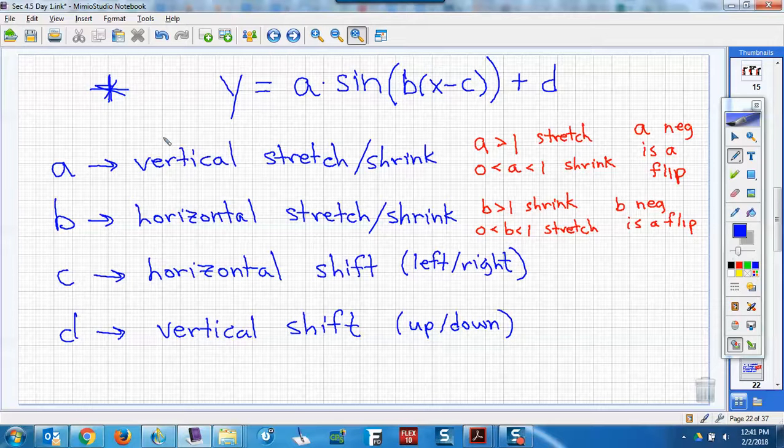So the two that are on the outside, which is the a and the d, those are the vertical. They act like we think they would. Bigger numbers of a are stretches, and positive d's are up, and negative d's are down. On the inside, it's opposite. Positive b or bigger b's greater than 1 are shrinks, and smaller b's between 0 and 1, like 1/2, 1/3, those are stretches. Reverse. And same thing with C.